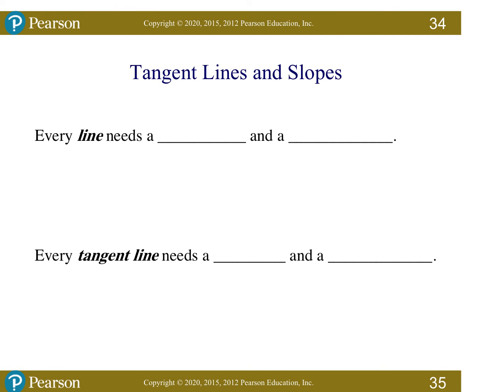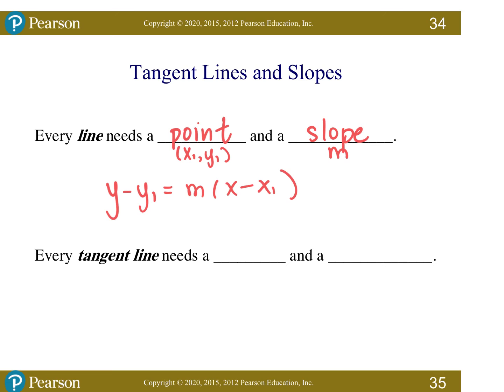So every line needs a point and a slope. So the slope needs to be positive or negative, but every line needs a point and a slope. And when we know that, the point is always x1, y1, and the slope is always m. That's what we've been using throughout your math history. And when we write a line, the equation is y minus y1 equals m times x minus x1. That's called the point-slope equation of a line because it uses a point and it uses a slope to form an equation. That's why we call it the point-slope line.